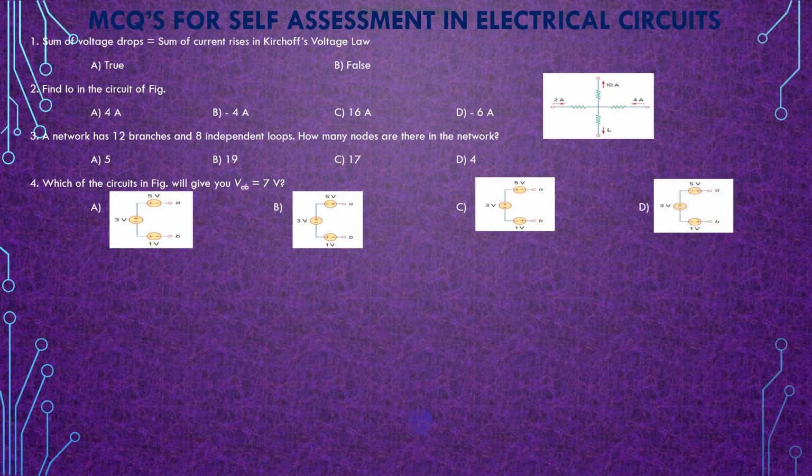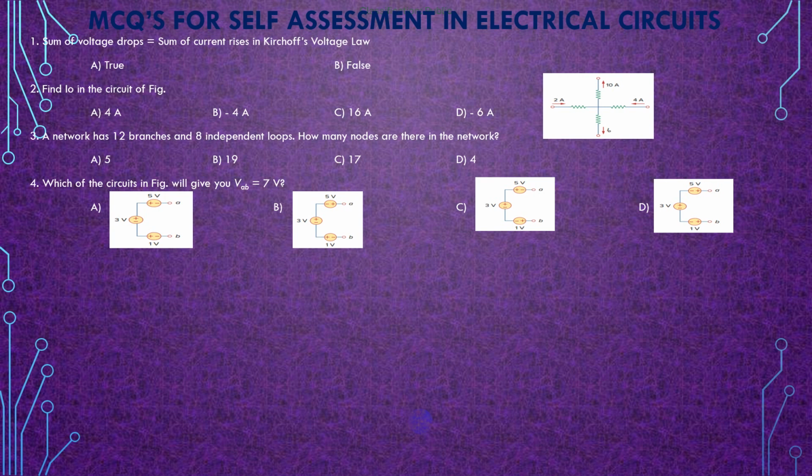Now, the last one, check. Current is entering, plus 1. Current is leaving, minus 3. And current is leaving, minus 5. Minus 5 minus 3, how much? 8. Plus 1, 7. You are getting the answer 7, right? Positive or negative is a different issue.